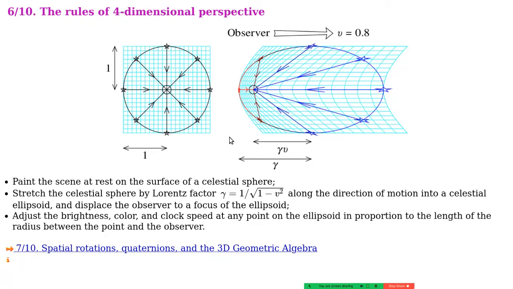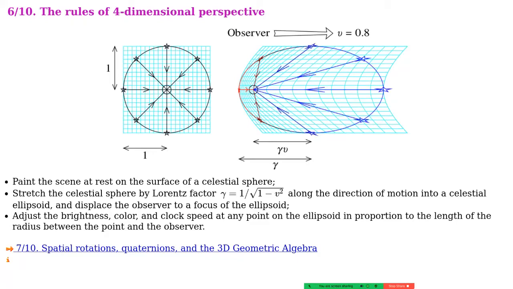The answer is you take the celestial sphere and you stretch it out by a Lorentz factor gamma, gamma equals 1 over the square root of 1 minus v squared over c squared, into a celestial ellipsoid. The stars on the surface of that celestial ellipsoid stretch out with the ellipsoid. Meanwhile, one displaces the observer to a focus of the ellipse, away from the center to a focus. In the transformed scene, you notice that the arrows of the photons have become longer ahead and shorter behind. The length of the arrows is proportional to the energy or frequency of the photons.